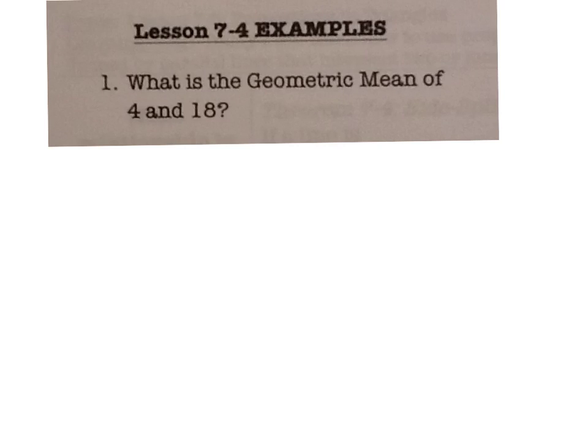Our first question for lesson 7-4 examples is number 1. What is the geometric mean of 4 and 18? Remember that the geometric mean needs to satisfy this equation here. So for 4 and 18, we need to find the number x that satisfies this proportion. So 4 over x is equal to x over 18.